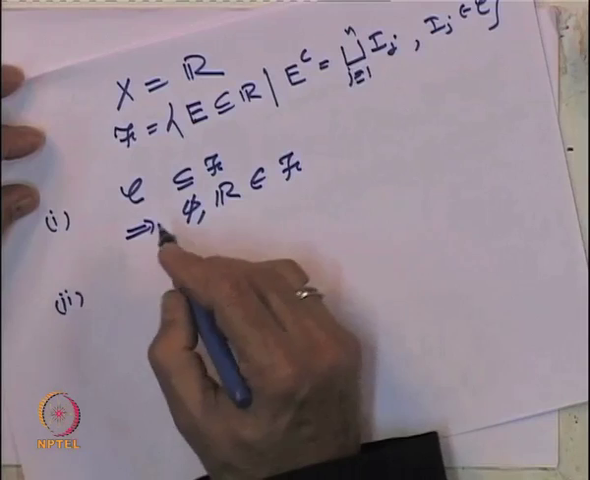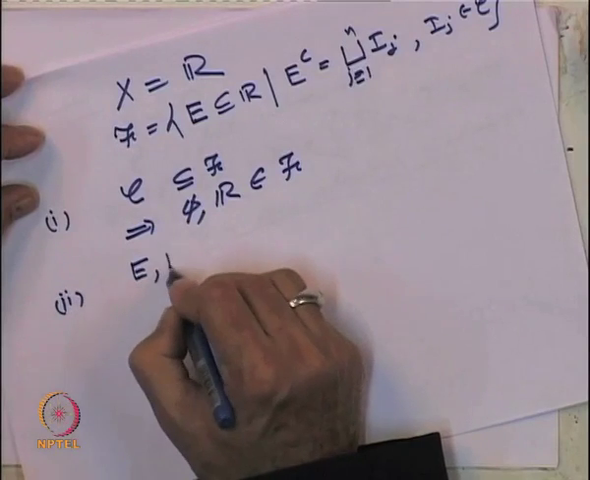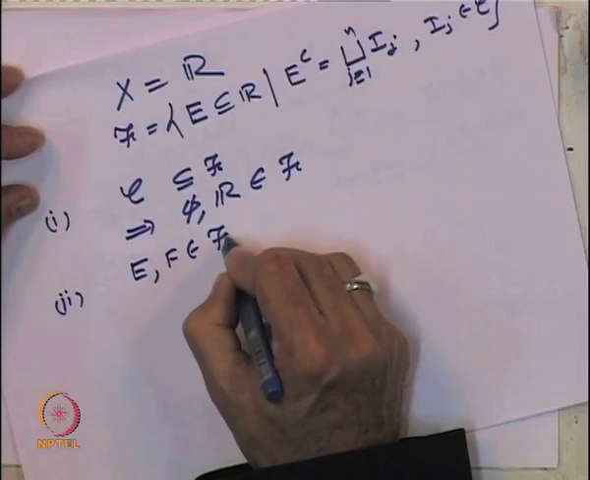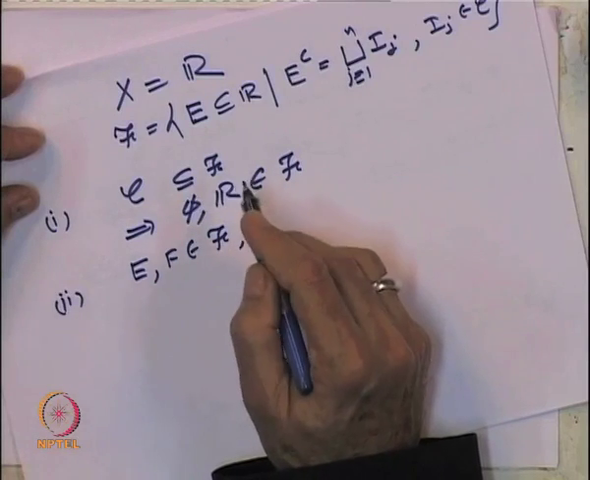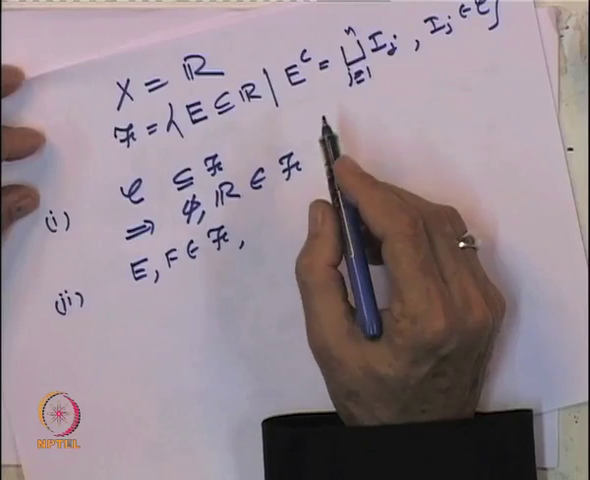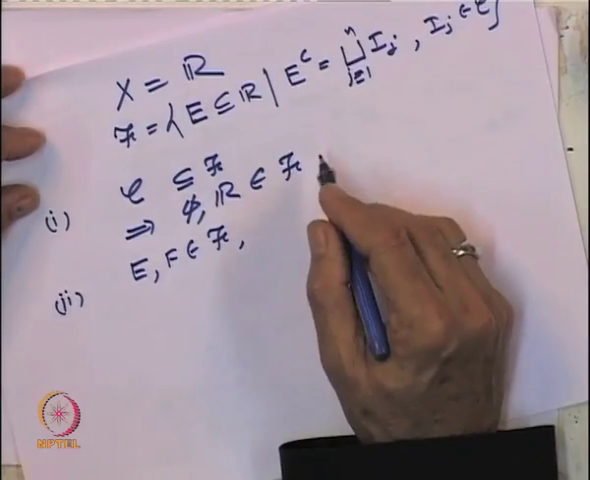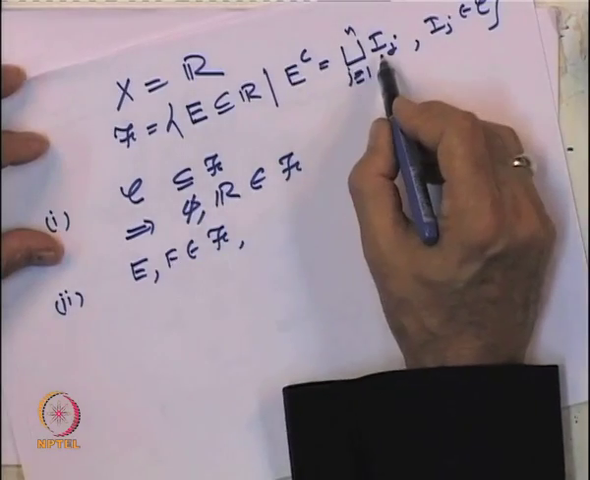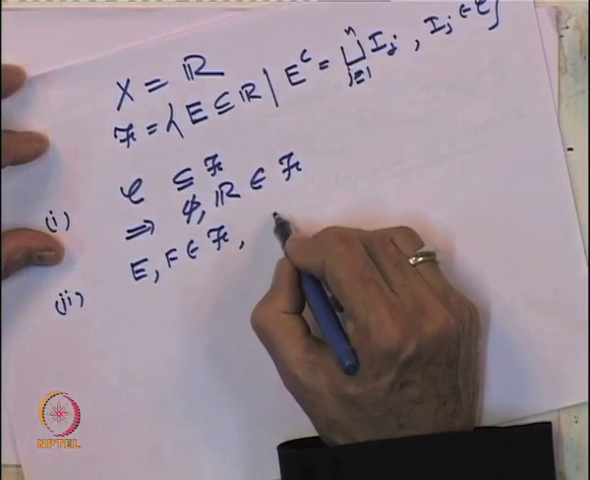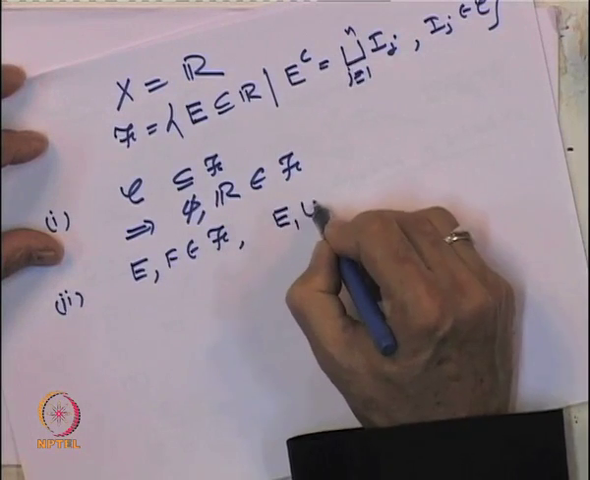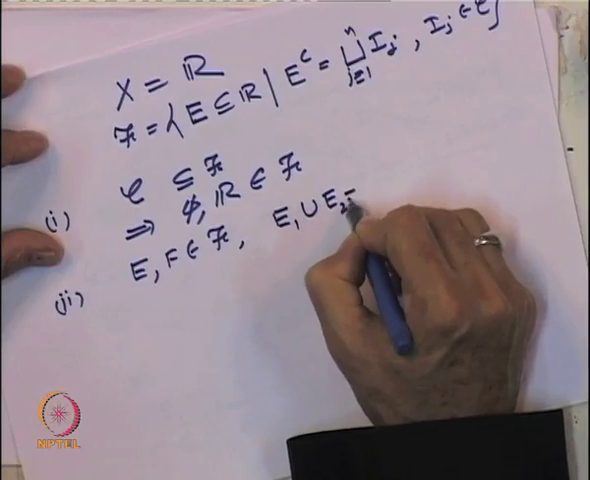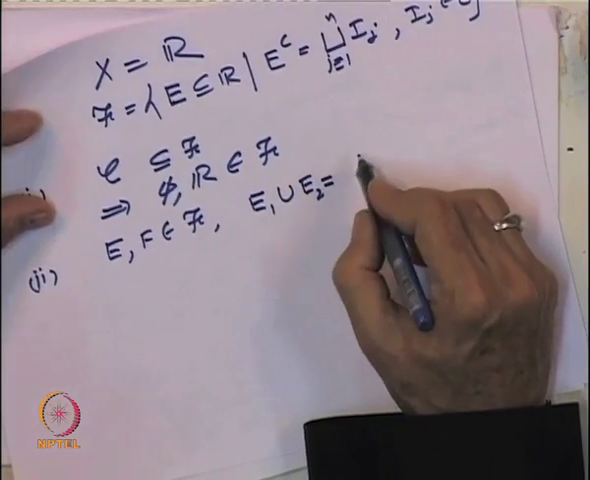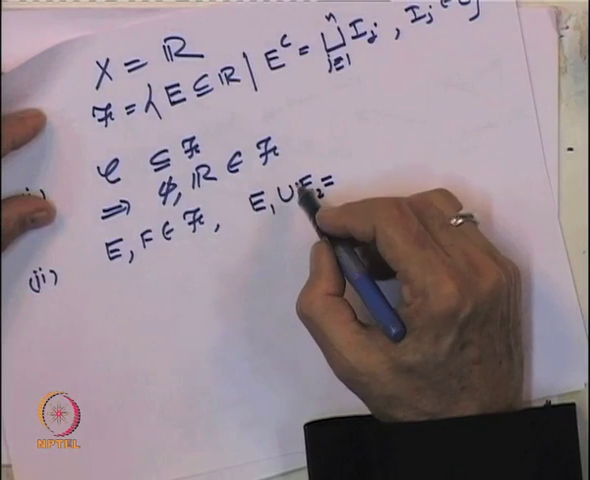Second, now, if E1 and E2 belong to this collection, then what is E? E is a disjoint union of intervals. So, let us write E1 union E2. I can write this as: E1 is a disjoint union.